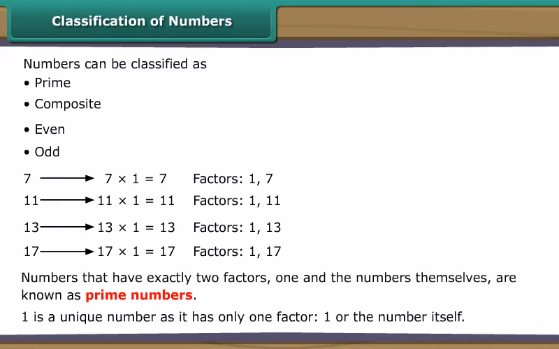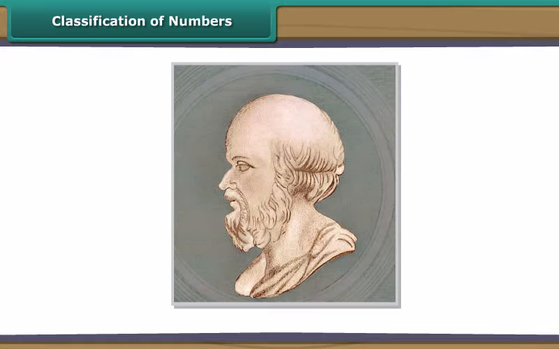1 is a unique number. It has only one factor, 1 or the number itself. A Greek mathematician called Eratosthenes devised an easy method to locate the prime numbers between 1 and 100. Let us take a look at this method.